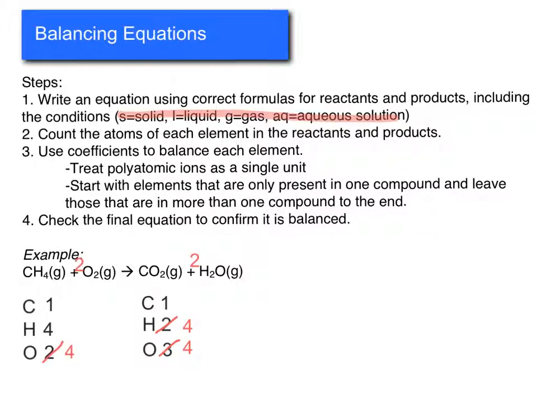All right, so now we just want to go back and double check. We have 1 carbon on each side, we have 4 hydrogens on each side, and we have 4 oxygens on each side. So that one is balanced, and we can rewrite our equation here in its final form, balanced.